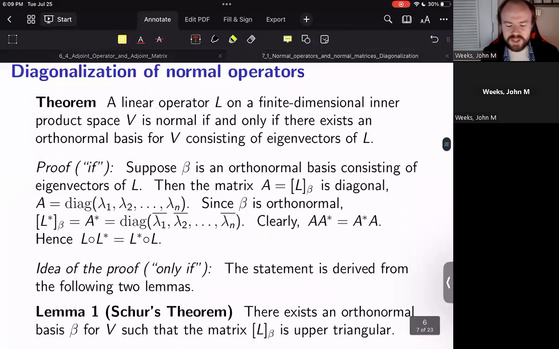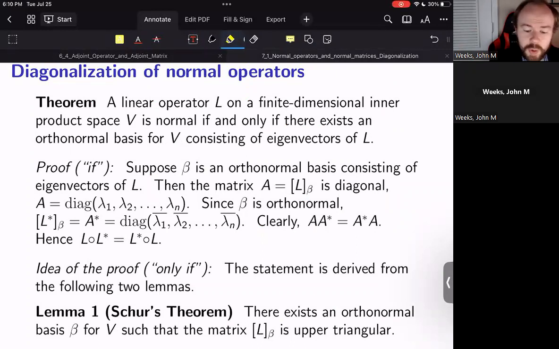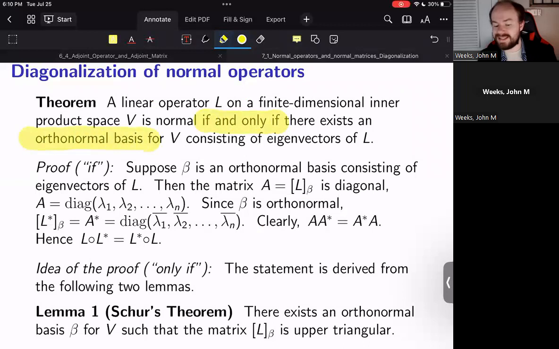Here's a new theorem for us that's going to use this notion. A linear operator L on a finite dimensional inner product space V is normal if and only if, so we have a characterization here, there exists an orthonormal basis for V consisting of eigenvectors of L. This is even stronger than what we were working with before when we were working with specific matrices, some of which had bases of eigenvectors of L. This says that there exists an orthonormal basis for these as well.